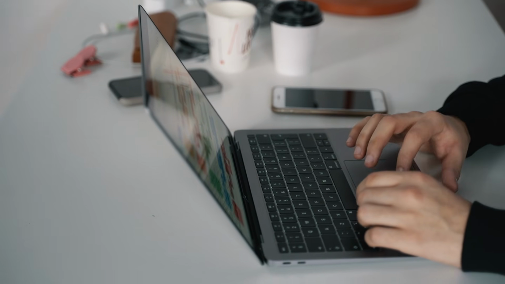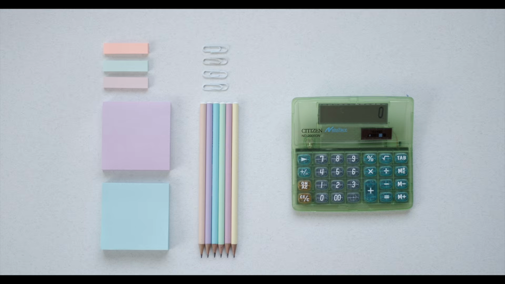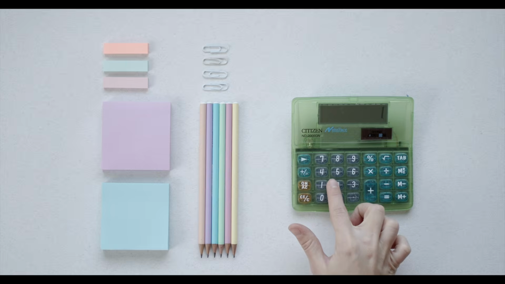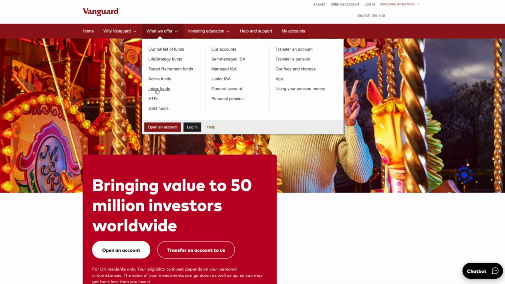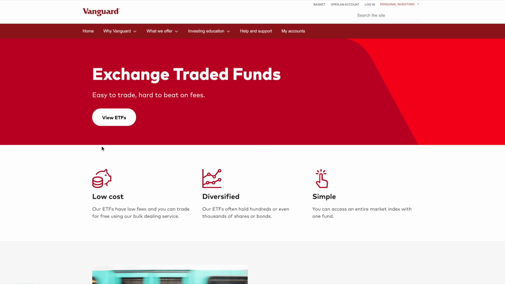A few months ago, a family member asked me what they should invest in. They wanted something easy and simple, and my answer was straightforward. Buy a global equity ETF. And they're certainly not alone.